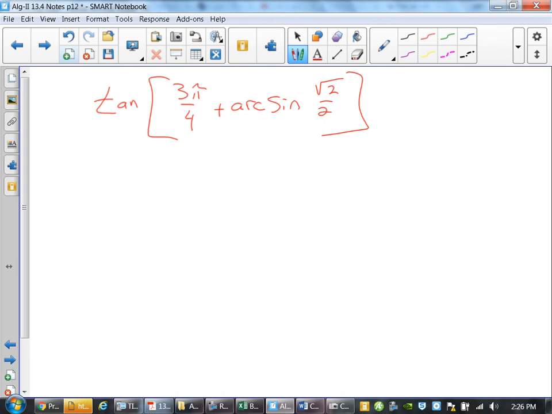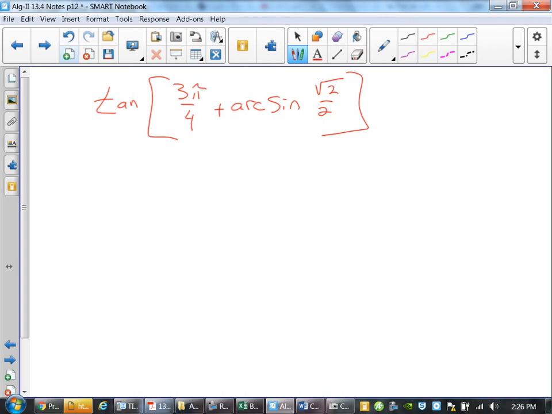Order of ops tells you to do what first? The arc sine, right? What angle has the sine of root 2 over 2? Pi over 4. What's 3 pi over 4 plus pi over 4? Pi. What's the tangent of pi? Where does pi land? 180. What's the ordered pair? -1, 0.